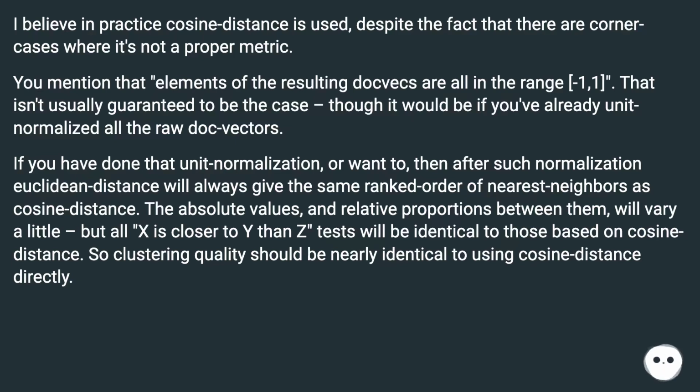The absolute values, and relative proportions between them, will vary a little, but all "x is closer to y than z" tests will be identical to those based on cosine distance. So clustering quality should be nearly identical to using cosine distance directly.